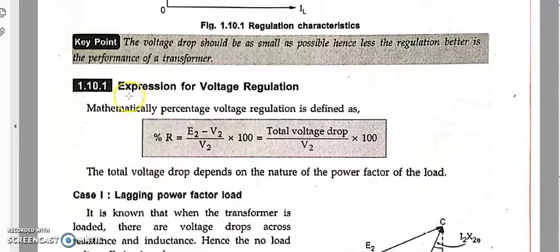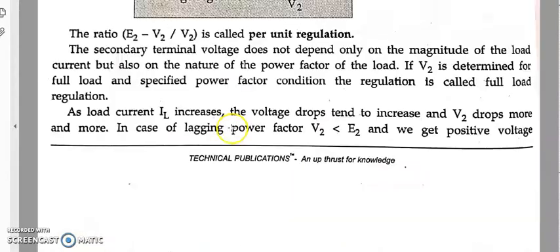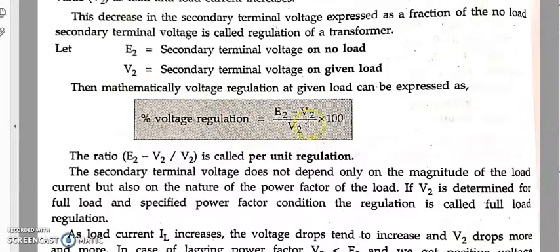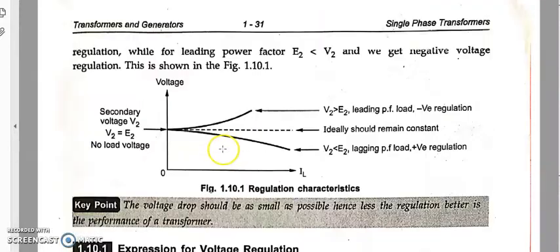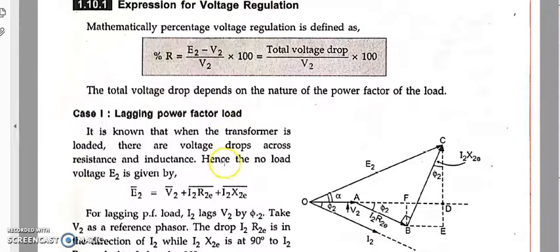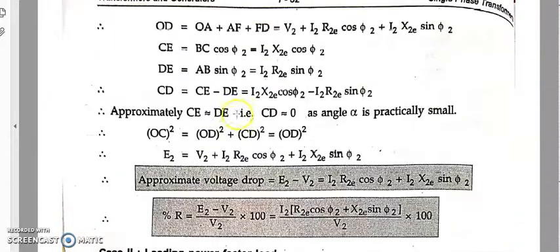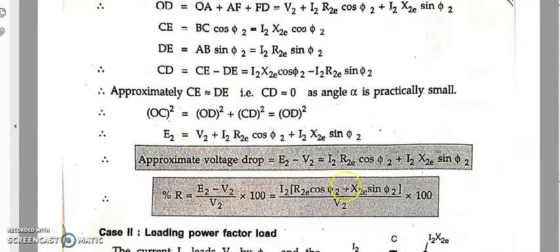Now coming to the expression for voltage regulation. Here we discussed the general expression for voltage regulation: E2 minus V2 by V2. When you have the induced EMF E2 and terminal voltage V2, you can easily calculate the voltage regulation, no issues. But when the problem does not have the values of E2 or V2, you have to go for the elaborated form of the voltage regulation formula.